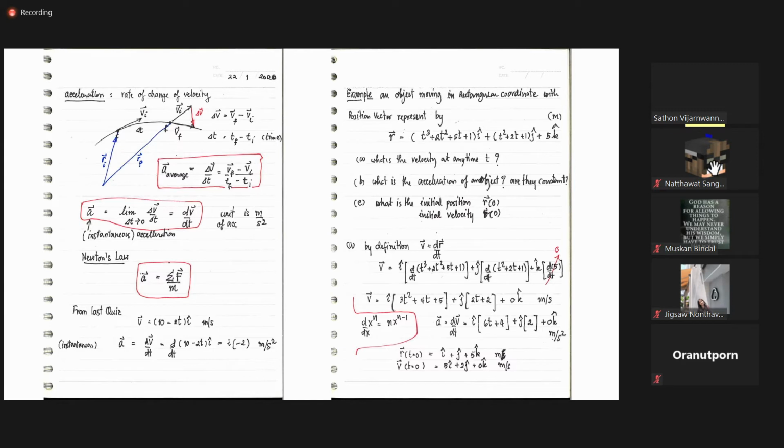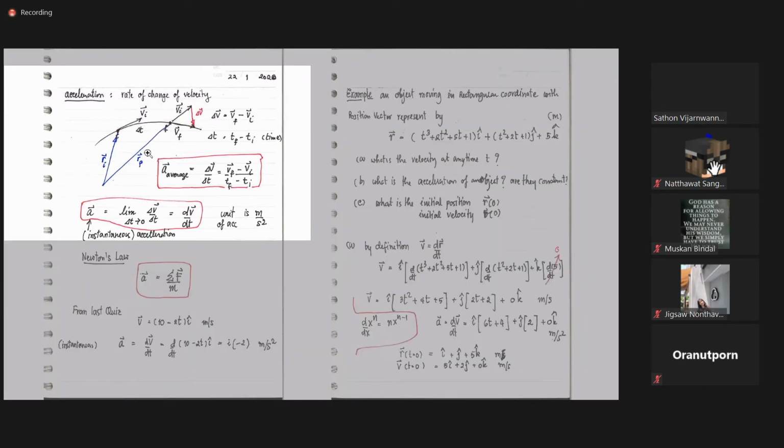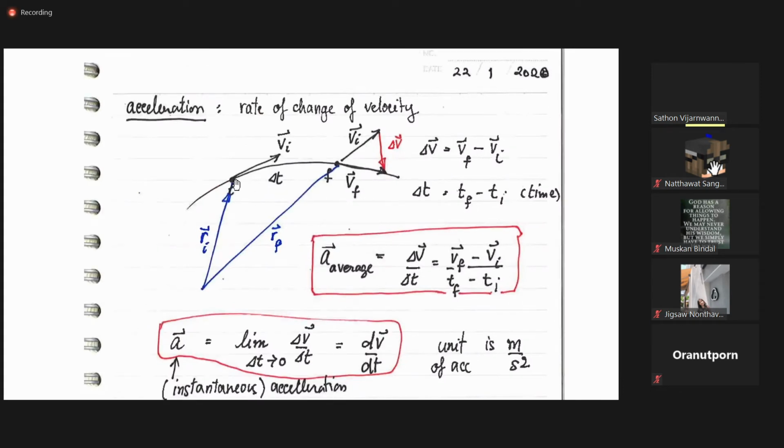So let's say, let's get to the laser pointer. Suppose we're starting here, using this thing is maybe better. If we're starting at that point with initial position Ri, at that point the object is moving with velocity Vi. After the time passed by delta t, the object moves to point F, having a velocity Vf and a position vector Rf.